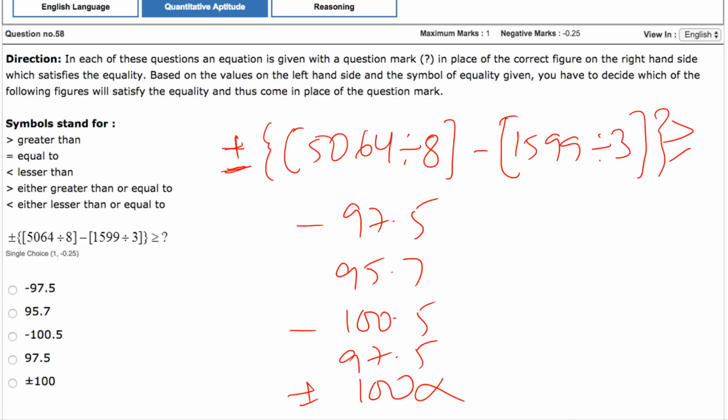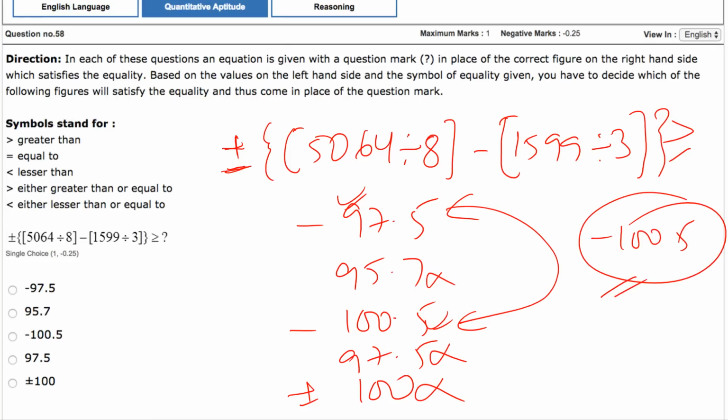All the positive ones will go out. Now again, between these two, it has to be greater. If this was your answer, then even this will satisfy. Clearly, your minus 100.5 will become the answer. Same logic, without doing any calculation here, we can find out. Choose the smallest number in the negative. Very good.